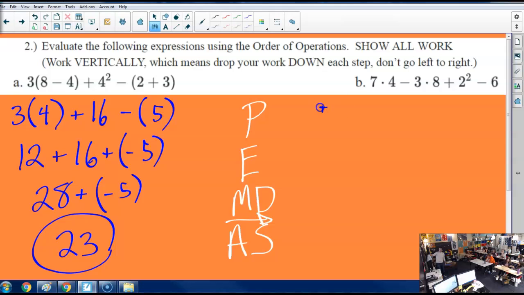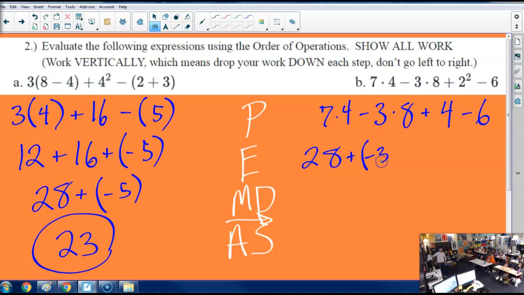Now, the first thing that we do here, technically, is just the 2 squared. Technically, there's no parentheses. The exponent comes first. Now I multiply, divide, going left to right. I would also advise that you change any minuses into plus negatives. So 7 times 4, that's not bad. There's no negative involved in that.